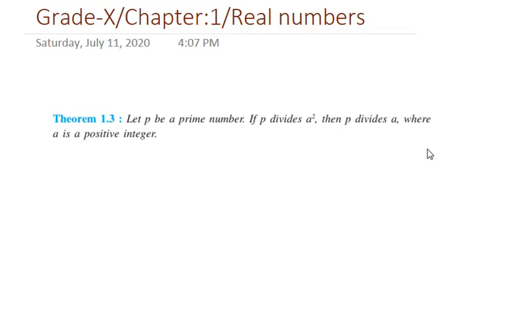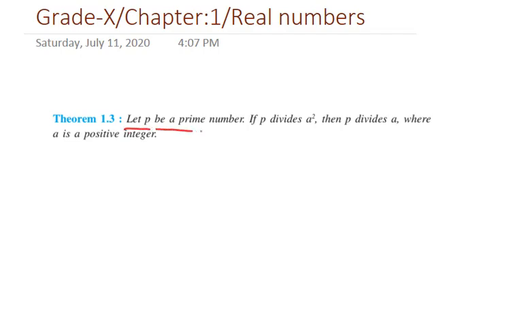In the previous videos we have covered a few topics: introduction of real numbers, Euclid's division lemma, Euclid's division algorithm, and the fundamental theorem of arithmetic. Today we are going to learn another theorem. This is the third theorem in the first chapter. This is the statement of the third theorem.